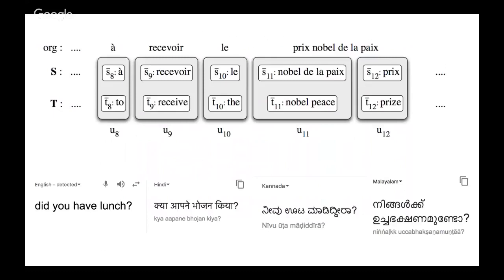The underlying problem, or the catch, is that the word orderings in these two languages don't exactly match. So you can't just simply align them. Alignment is what you have to do. Okay, some more examples. Did you have lunch? I just cut and pasted this from Google, and I can't read Kannada or Malayalam, I can read Hindi.